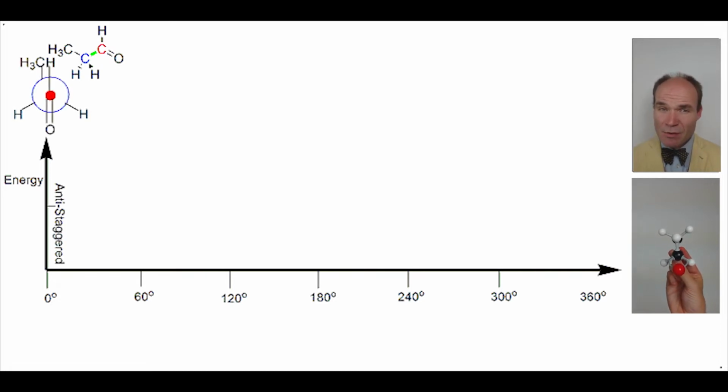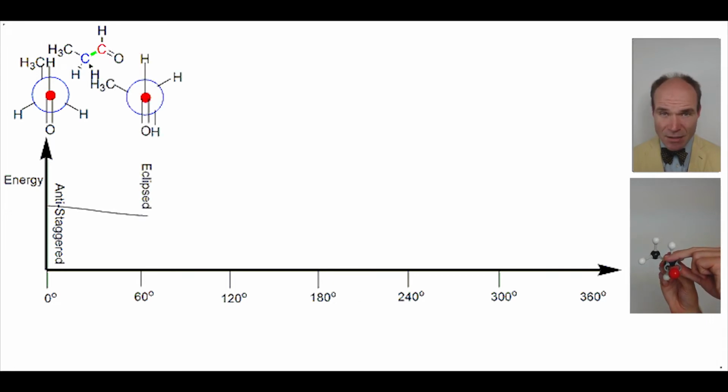This is a Newman projection of propanal and represents the anti-staggered conformation of comparatively moderate energy. There is a dihedral angle from carbon 1's red hydrogen to carbon 2's blue methyl group of 0 degrees. Carbon 2 blue is rotated by 60 degrees anticlockwise to an eclipsed conformation that has a dihedral angle of 60 degrees with a slight reduction in energy.